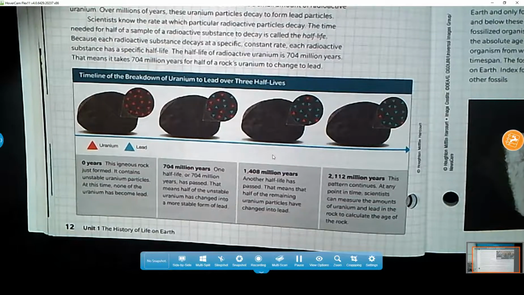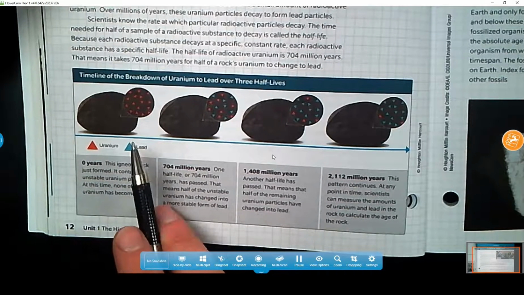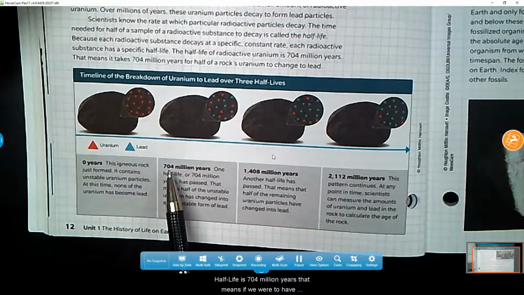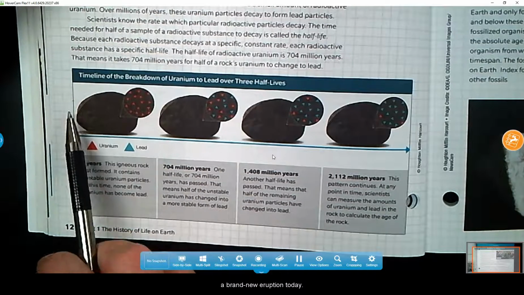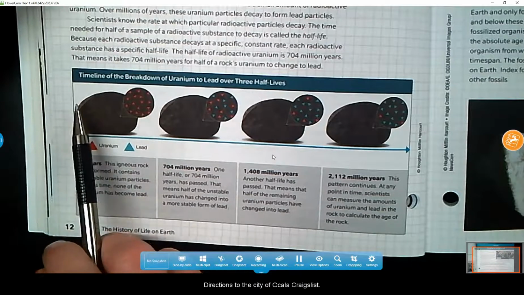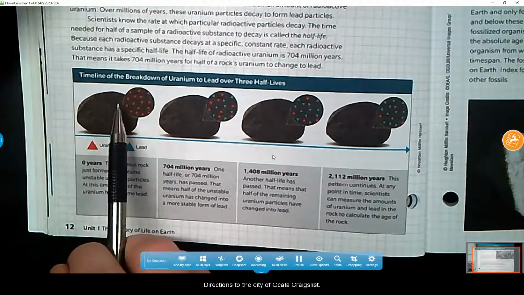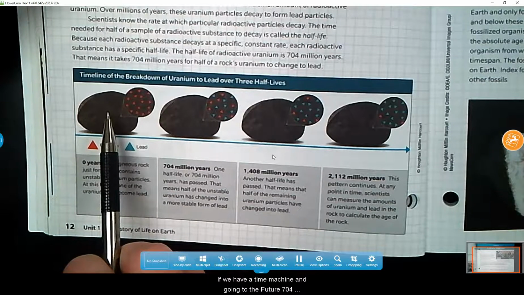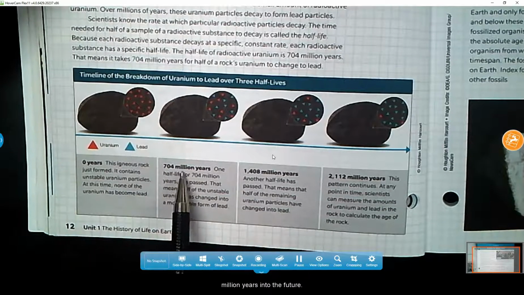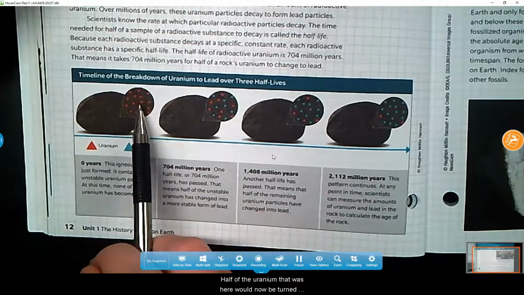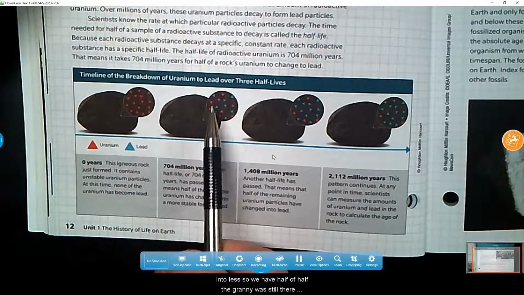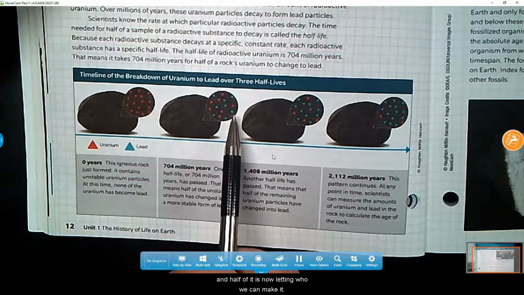Okay? And so for uranium, a half-life is 704 million years. That means if we were to have a brand new eruption today of a volcano that creates this rock, and it has this uranium in it. If we were to have a time machine and go into the future, 704 million years into the future, half of the uranium that was here would now be turned into lead. So we have half of the uranium still there, and half of it is now lead.